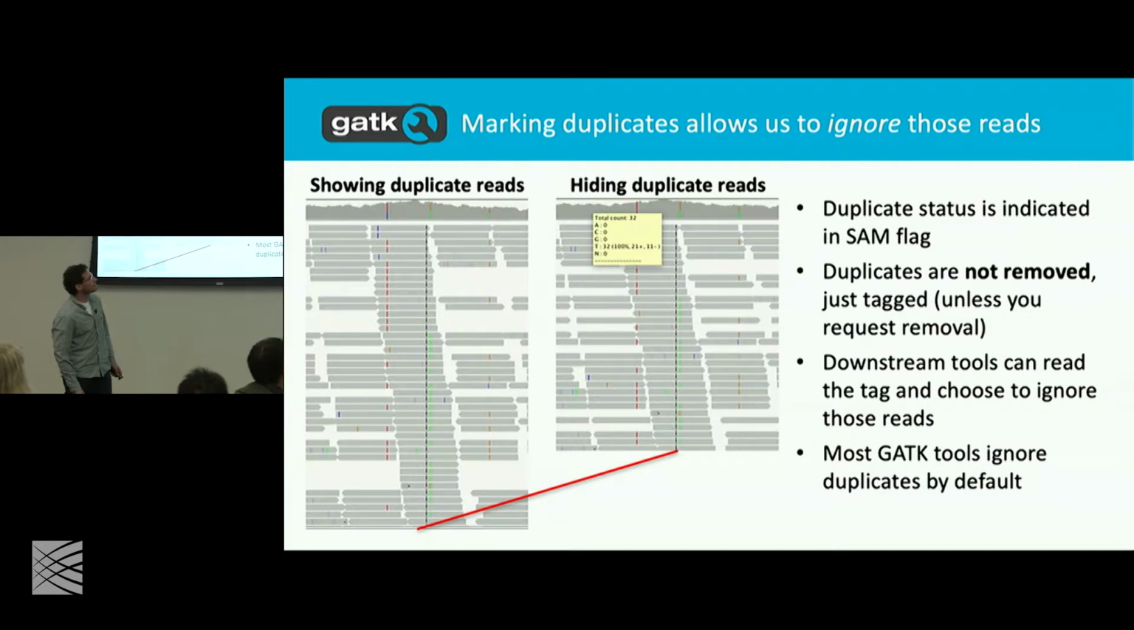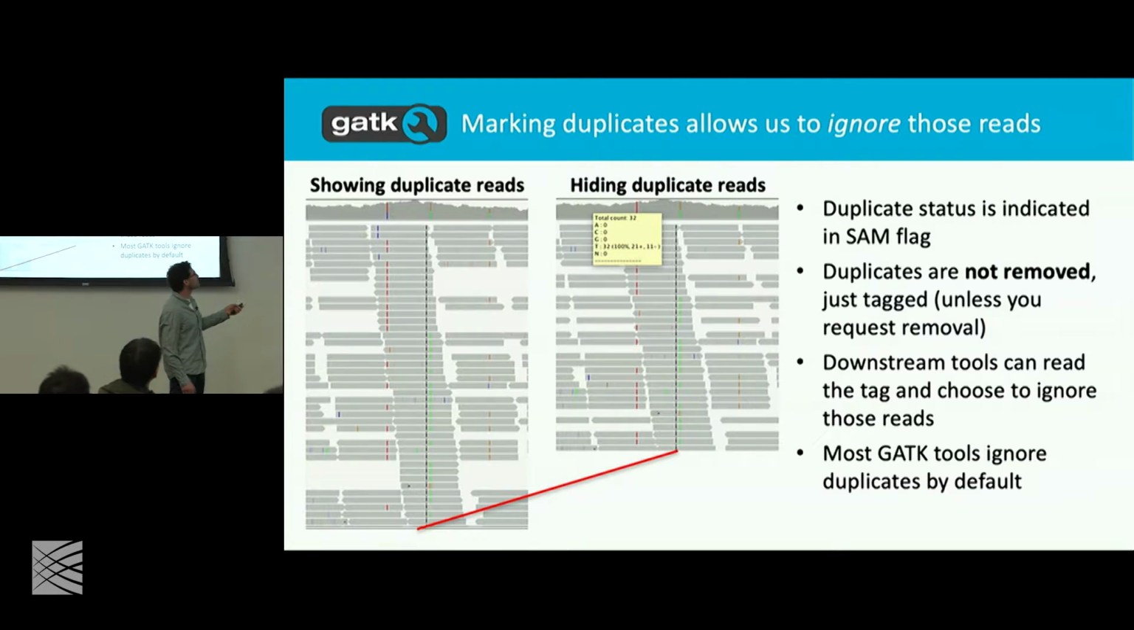All right, so here's the effect of marking duplicates. If you look in IGV, you can tell IGV to show the duplicates. So you can see that there's a lot of duplication, a lot of reads that look like they're duplicates here. And when you don't show the duplicates, there are fewer reads because they were marked. You asked IGV not to show you the duplicates, and then there are fewer.